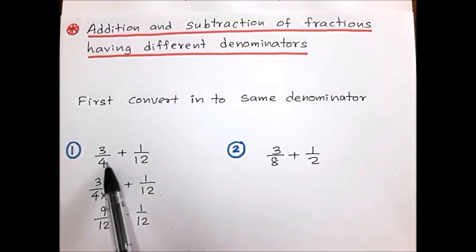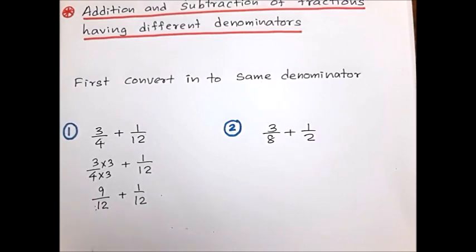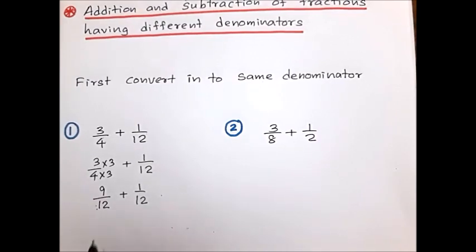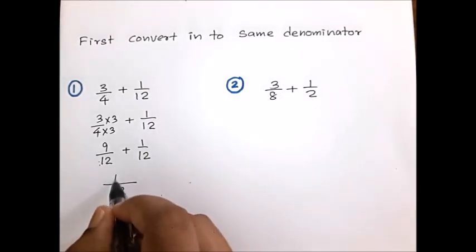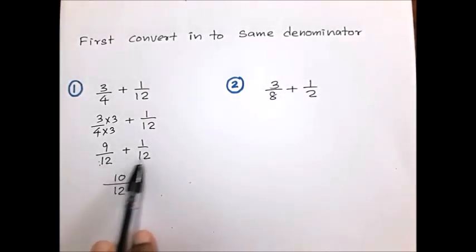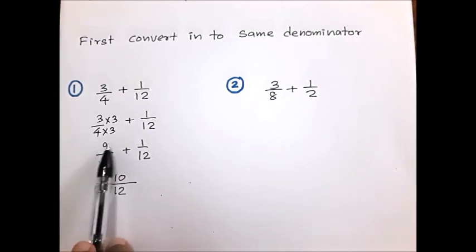Now we convert this denominator into 12. We write equivalent fraction for this one. And keep this one remains. Now you can see in these two fractions, denominators are same. So now you can add their numerators. Denominator is same. It is 12. 9 plus 1 is 10. Write this denominator 12 and add numerators.